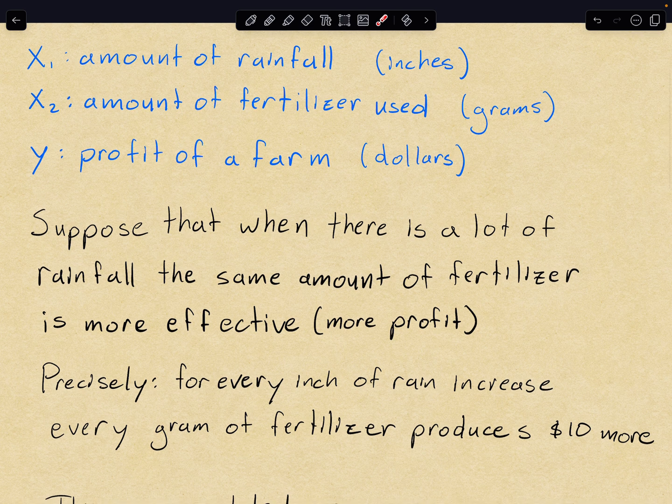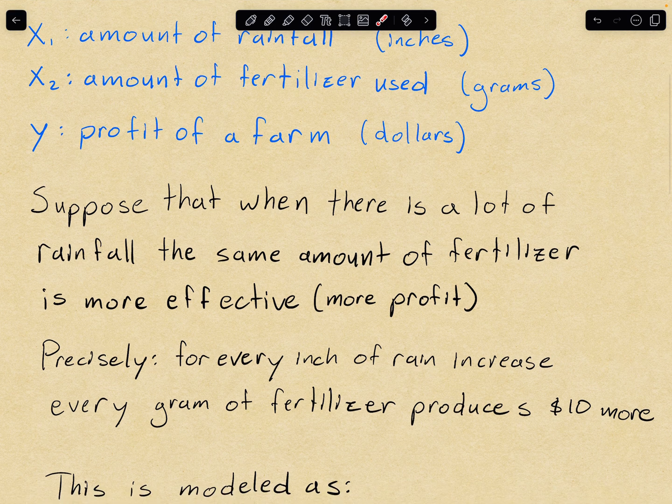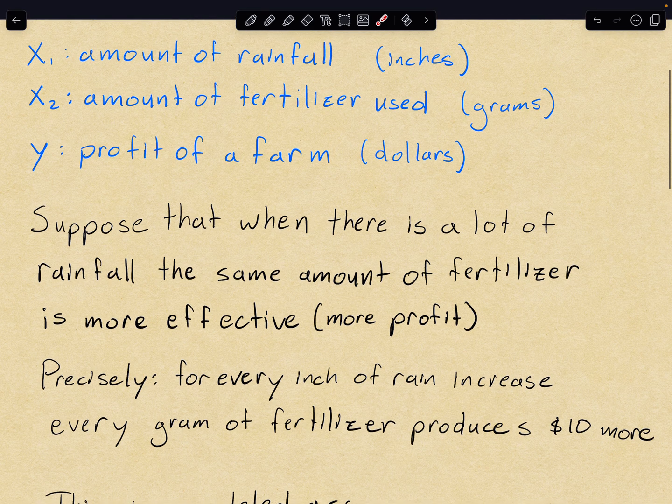Now suppose this is the true underlying relationship between these features and the profit of a farm. I'm giving you this, and it shouldn't feel too contrived. What I'm going to claim is that if you want to model this, you're going to want polynomial terms. Here it is: suppose that when you have more rainfall, the same amount of fertilizer becomes more effective. This should make sense: you get more rainfall, the fertilizer becomes more effective.